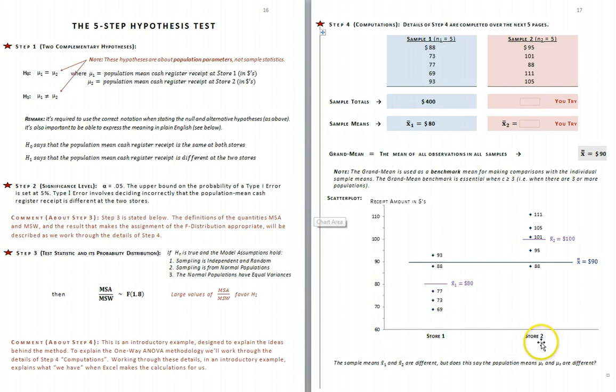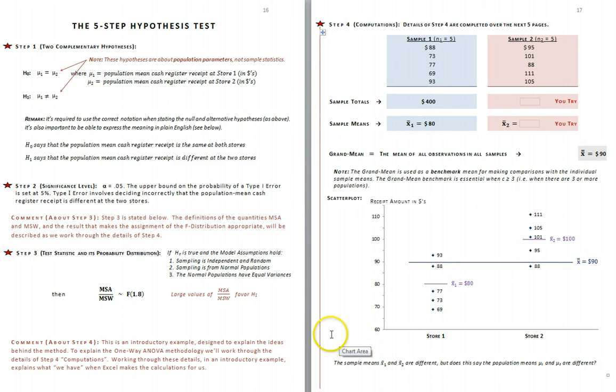Here is a scatter plot of what we've seen so far. The vertical axis is a dollar axis. Here are the store 1 receipts, the 5 receipts. Here are the store 2 5 receipts. Here's the grand mean, $90. Here's the sample mean of the store 1 receipts, $80. Here's the sample mean for the store 2 receipts, the one that you computed above, of $100.